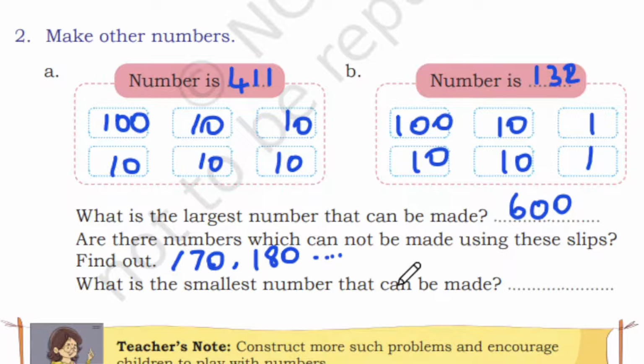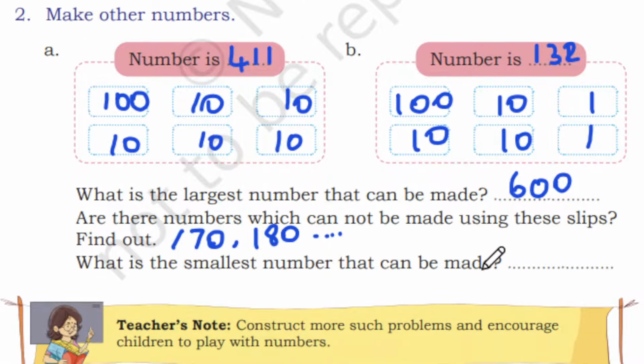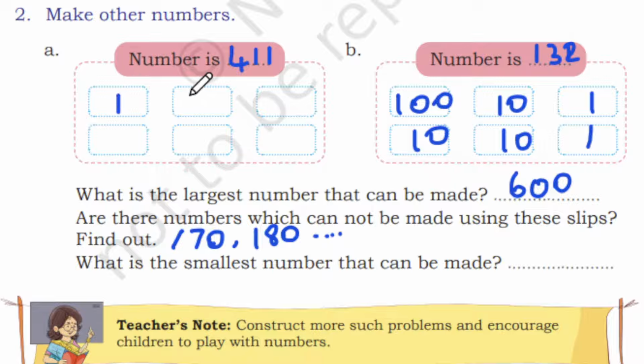Which is the smallest number you can make? The smallest number, 1, you cannot make. 2, 3, I think 6 is the smallest number you can make, like ones, 1, 3, 4, 5, 6. So 6 is the smallest number you can make using this. Okay.